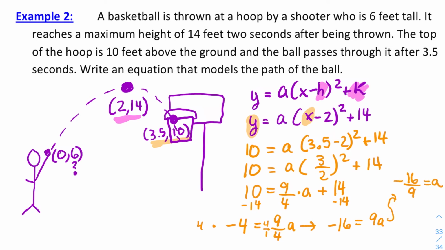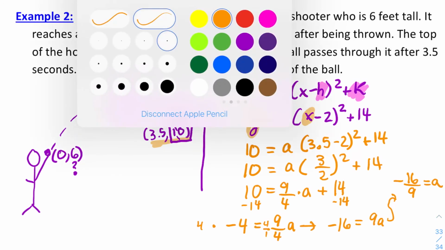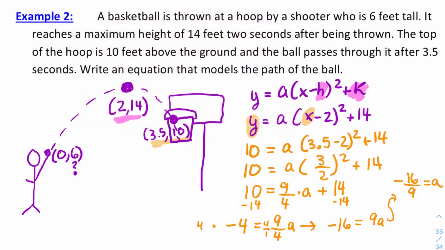So putting everything back together, my equation that models the path of this ball is -16 ninths times the quantity (x minus 2) squared plus 14, which makes sense because it's reflected, it's opening downwards for my path of my ball. So that's a good way to check yourself.